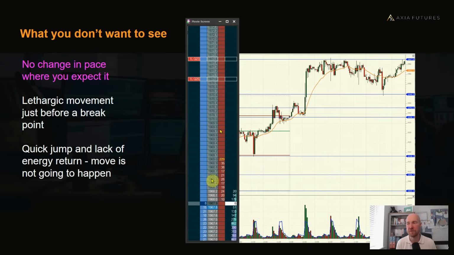It tells you this is not the time to be in and you need to consider getting out of the trade. You either place a stop, give it a chance and see if it will go, or alternatively, you get out here and accept that this just hasn't got the legs to do what you want to do.